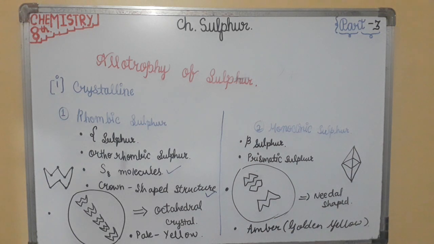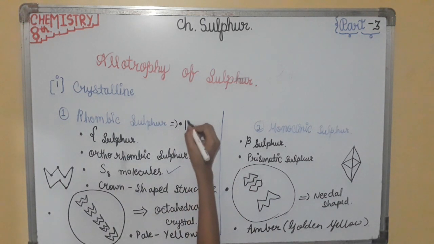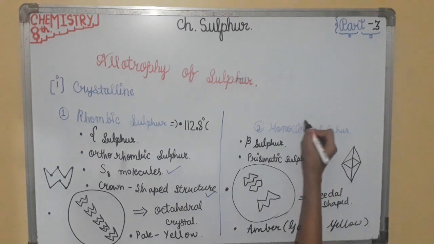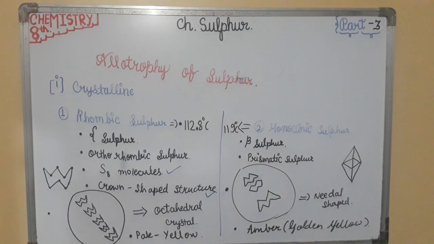The melting point of rhombic sulfur is 112.8 degrees Celsius, and of monoclinic sulfur it is 119 degrees Celsius. Rhombic sulfur is stable below 95.6 degrees Celsius, and monoclinic sulfur is stable between 95.6 degrees Celsius and 119 degrees Celsius.